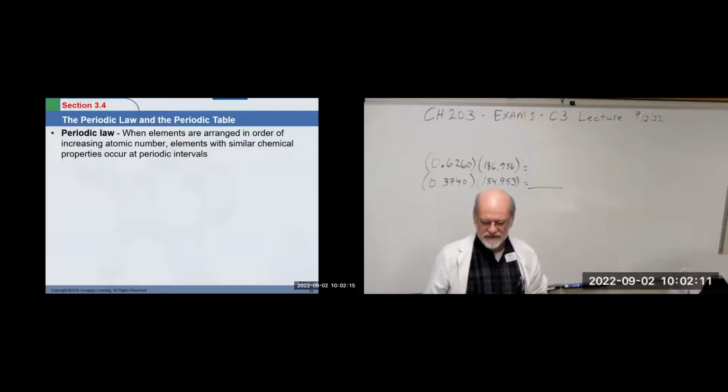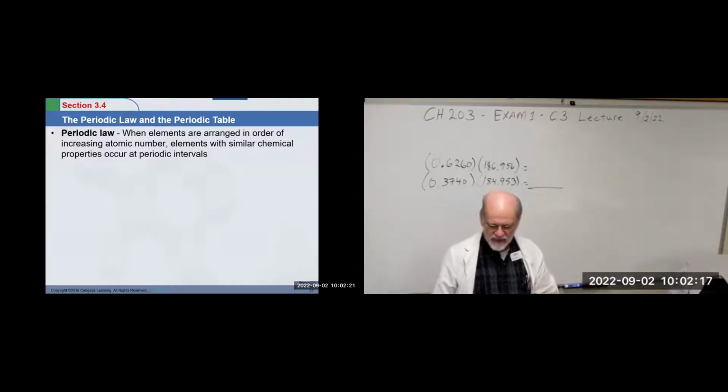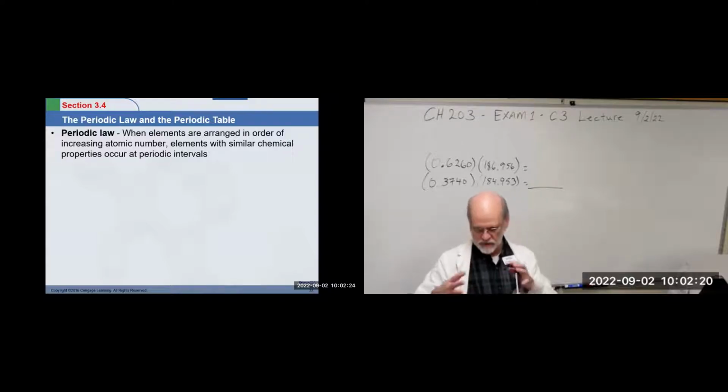Okay, now we get to the periodic table. We know something about the structure of the atom. We're going to talk about the periodic table and how it is structured.